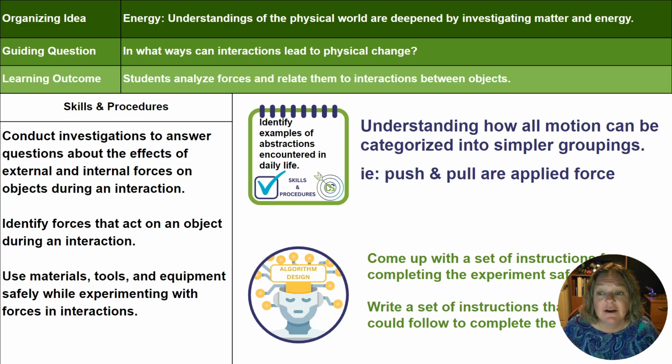For example, here we could talk about understanding how all motion can be categorized into simpler groupings. For example, push and pull are applied force. So looking at all different types of motion and how can things be moved or how can things move, and then understanding that we can abstract that down into a few simple concepts that are the knowledge from energy, we are actually working with abstracting, which comes from your computer science.